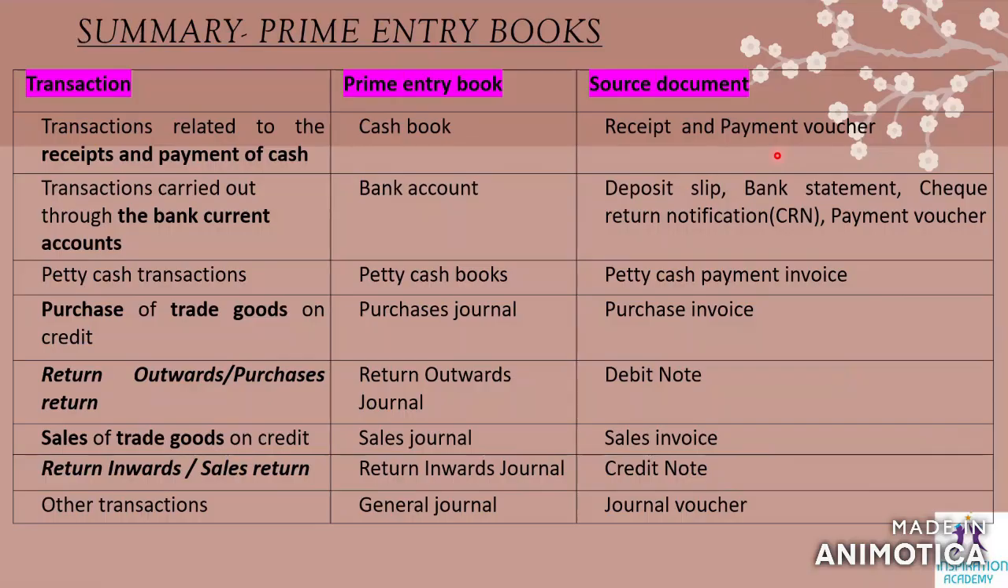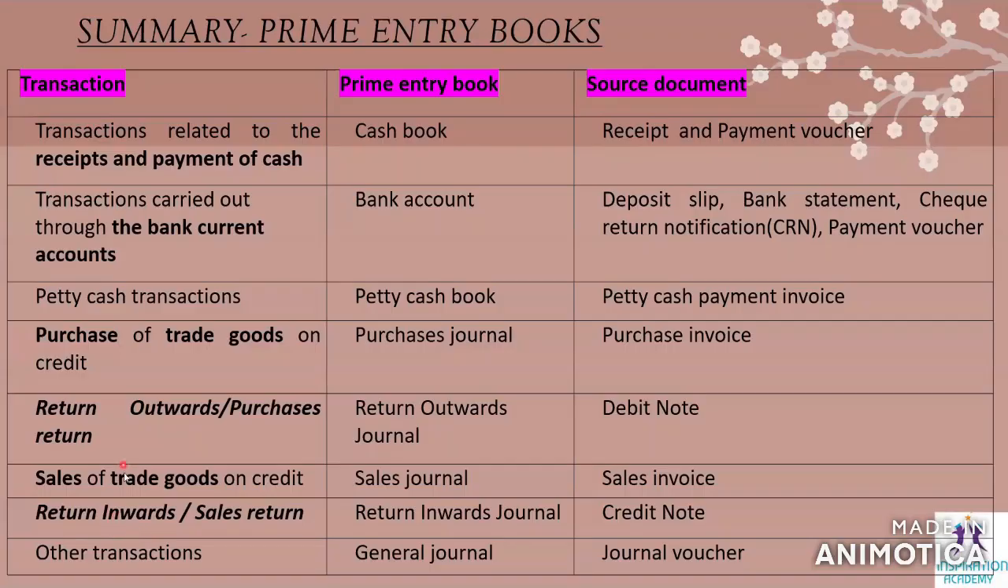the debit note and credit note, which are the source documents of the return outwards and return inwards journals, are asked. So that's why I have included the debit note and credit note also for your reference. So purchases of trade goods are recorded in the purchases journal and purchase returns are recorded in the return outwards journal.